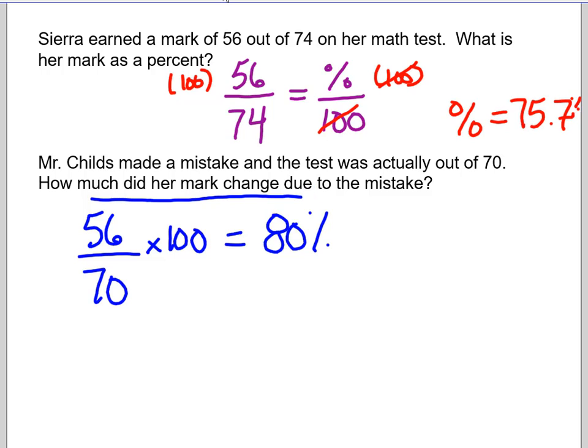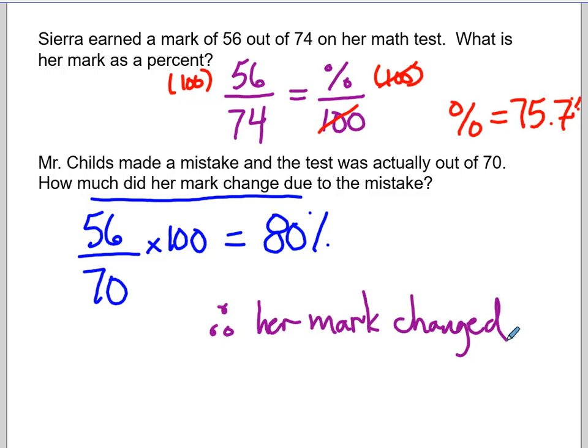So therefore, that's what the 3 little dots mean, therefore her mark changed almost 5%. Okay, it looks like 4.3%. So that's a good mistake that I made. It helped her out.